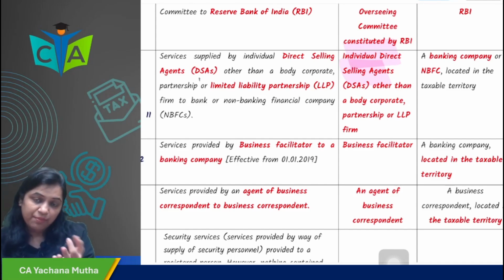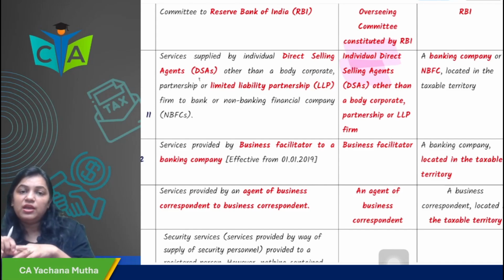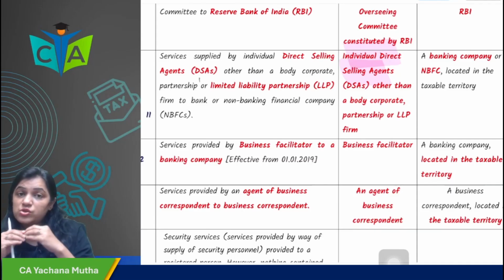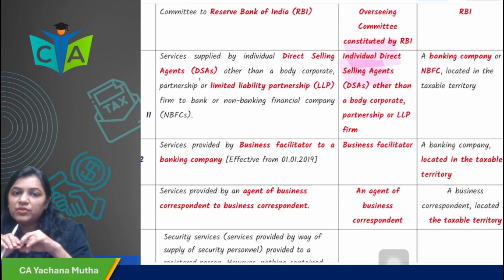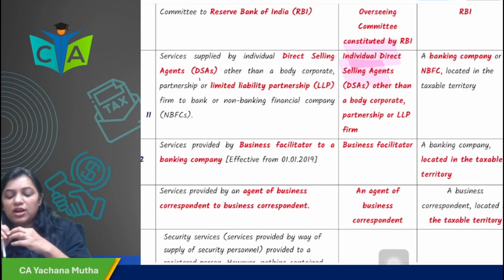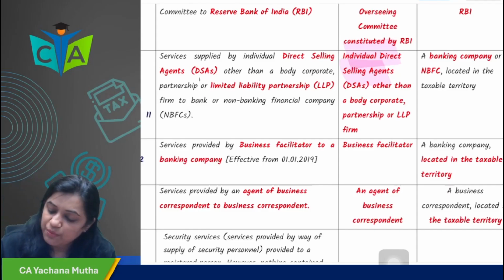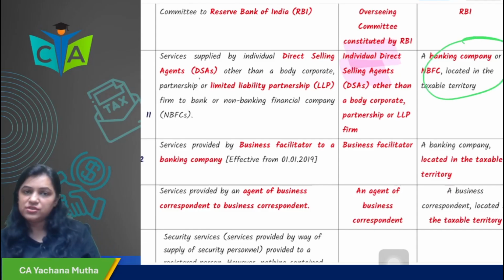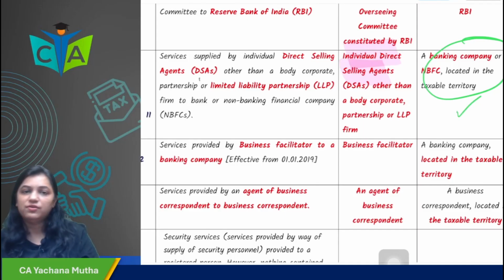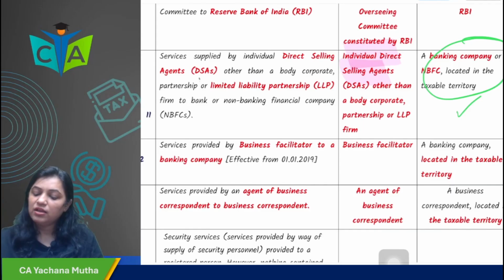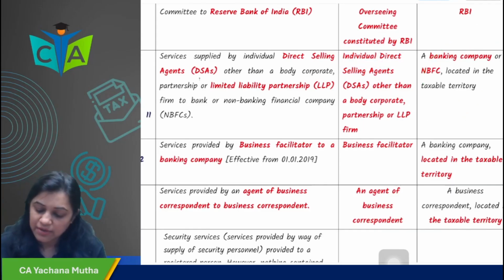Then forward charge will be applicable. When will reverse charge be applicable? When it is an individual DCA, other than a body corporate, partnership firm or LLP, and the service is being provided to a banking company or NBFC, then the banking company or NBFC will discharge the tax liability.